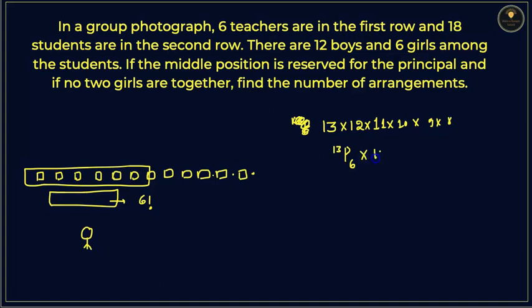Now since there are a total of 12 boys, we have to arrange all those 12 boys, so we will write 12 factorial. In the first row we have 6 teachers and we have to arrange those teachers, and you write that as 6 factorial. So the total number of arrangements that you are getting is equal to 13P6 multiplied by 12 factorial multiplied by 6 factorial.